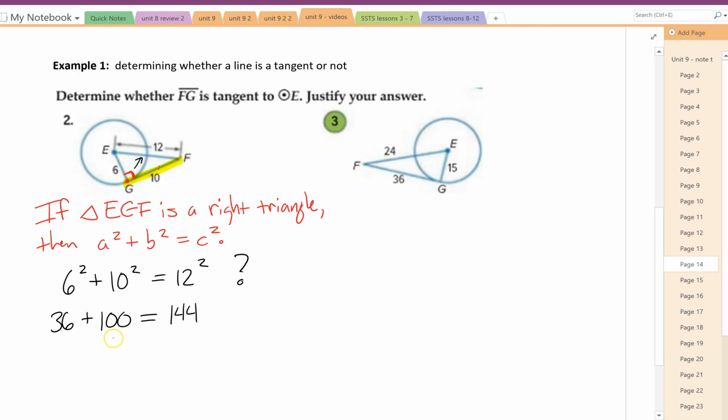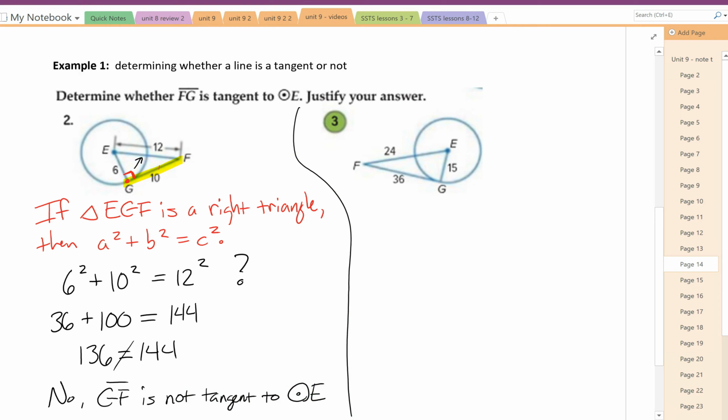So is 36 plus 100 equal to 144? Well, no, it's not. So since that is not equal, then no, line segment GF is not tangent to circle E. Since I couldn't plug these numbers into the Pythagorean theorem and have it work, that means that this line segment here, GF, is not actually tangent to the circle.